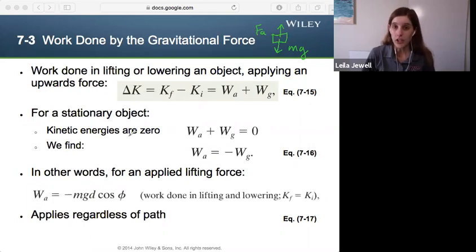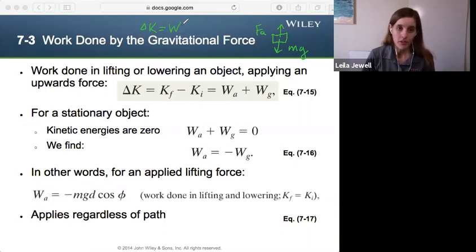So we know that the change in kinetic energy, K final minus K initial, is equal to the net work done. If we have two forces that are acting in the direction of the motion, then the net work will be the work done by the applied force plus the work done by gravity. So this is a handy sub-application again of our overall work kinetic energy theorem. The change in kinetic energy is equal to the work. That's the much better general equation.